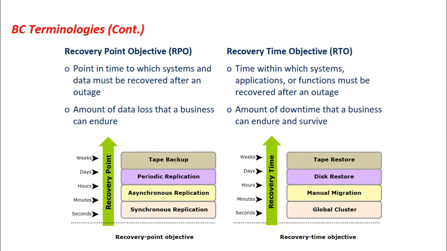The third terminology we have is called recovery point objective, or RPO. Recovery point objective is a point in time to which systems and data must be recovered after an outage. Suppose there is an outage, the point in time to which the systems must be recovered is called the recovery point objective. RPO defines the amount of data loss that a business can endure and still survive.